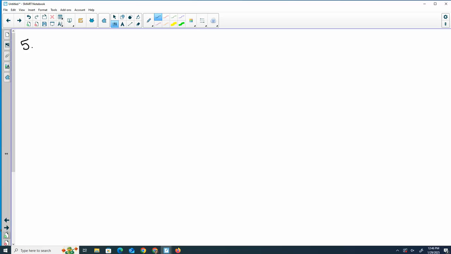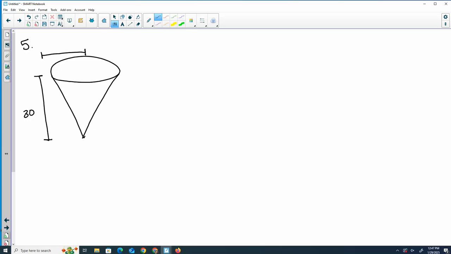So number 5. A funnel in the shape of an inverted cone. So we have our upside down cone. It is 30 centimeters deep, and the diameter is 20. Now we never use diameter. What's this giving me? Radius. The radius would be 10.